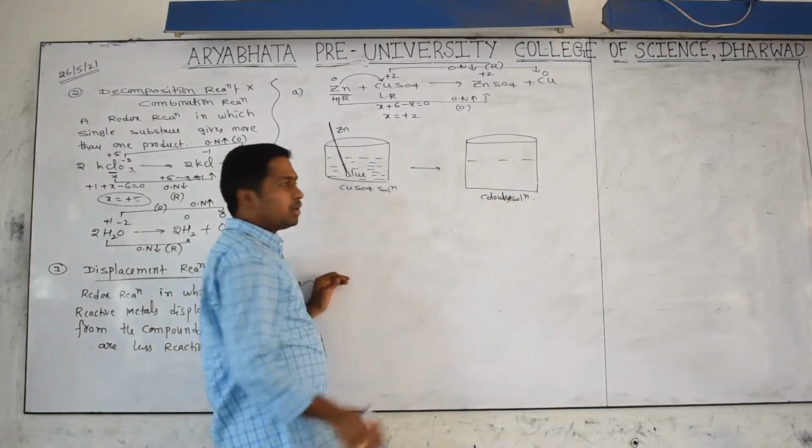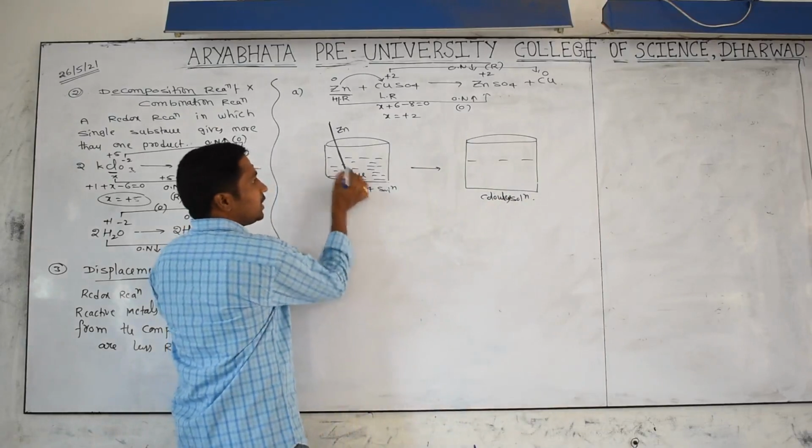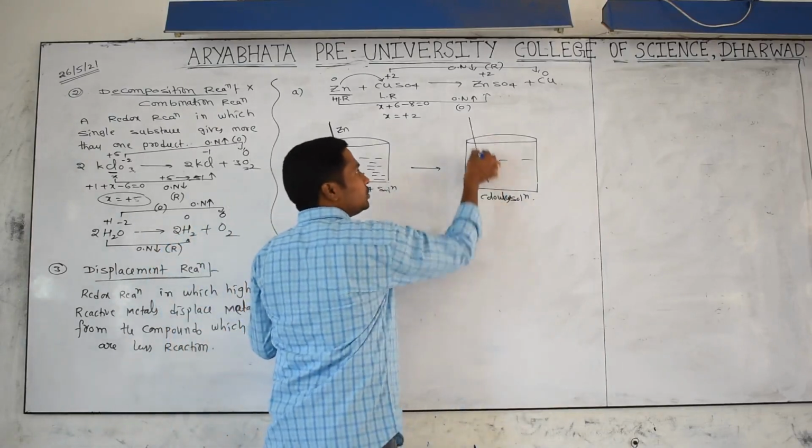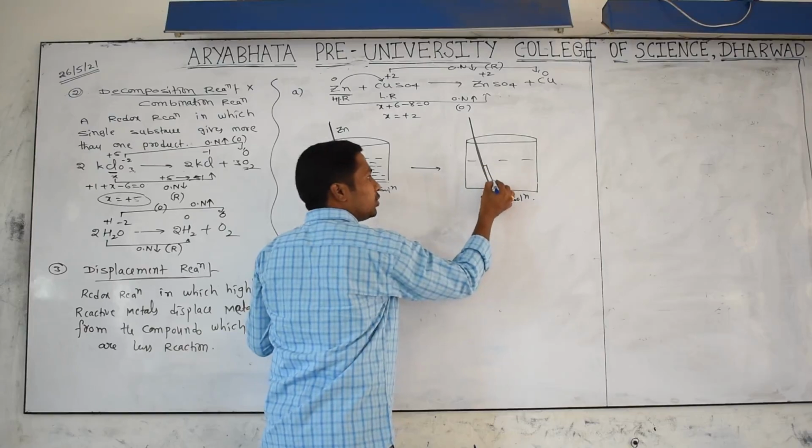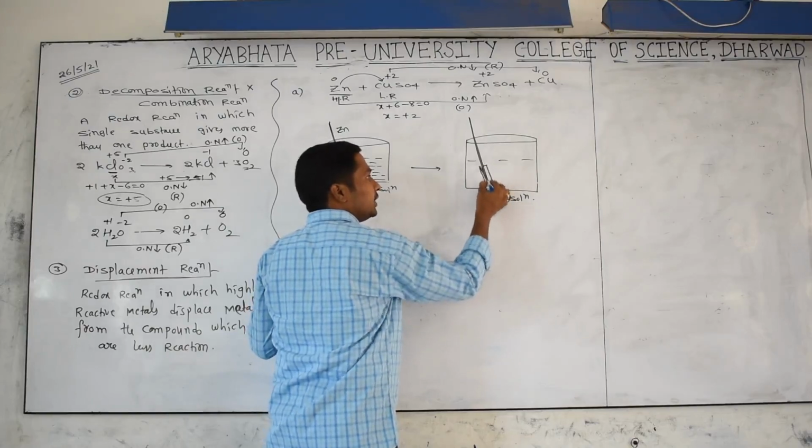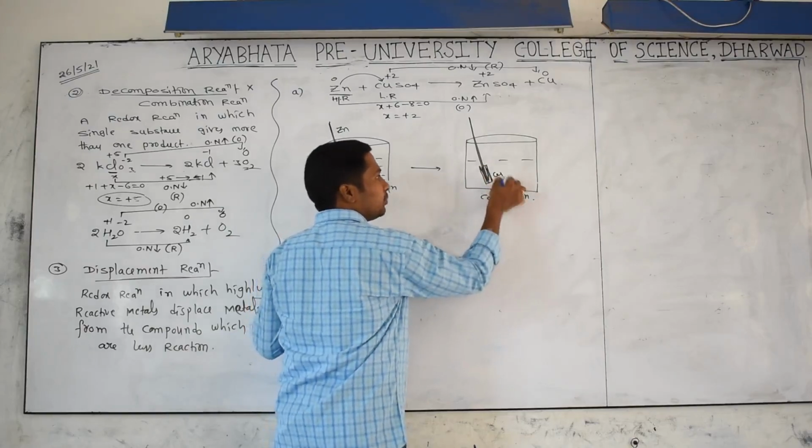What is happening here? Whatever copper was in the solution will be deposited on the zinc rod. Yes, this is nothing but copper deposited.